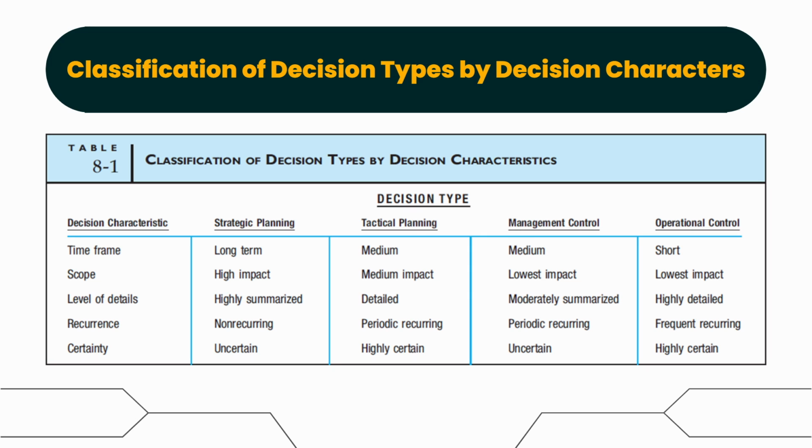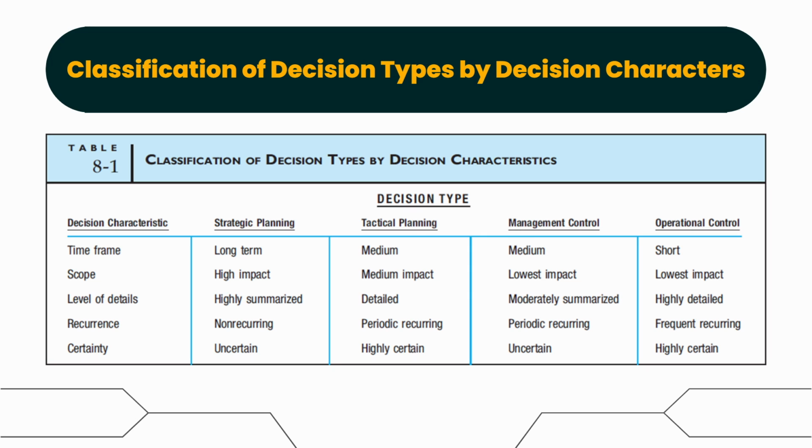Here's a table of the classification of decision types by decision characteristics. The decision characteristic of strategic planning on its time frame is long-term. Its scope has high impact. Its level of detail is highly summarized. Its recurrence is non-recurring, and its certainty is uncertain.